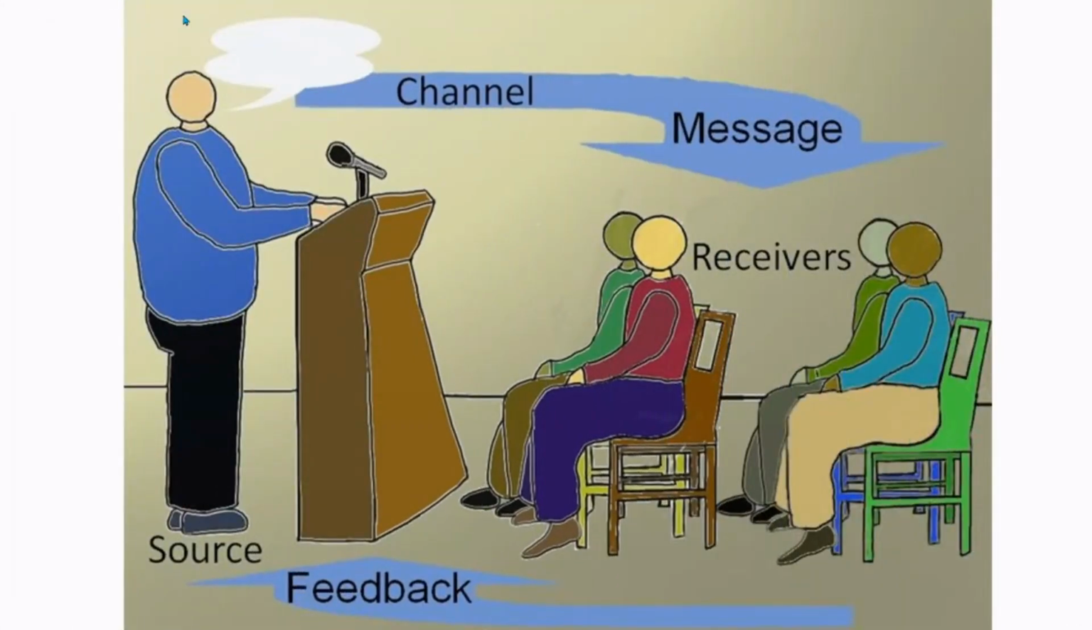Let's take a moment to look at this picture. Here we see a man speaking into a microphone to a group of people. If I ask you the question, what's happening here? Most of you would probably say a man is talking to an audience. And you would be absolutely right.